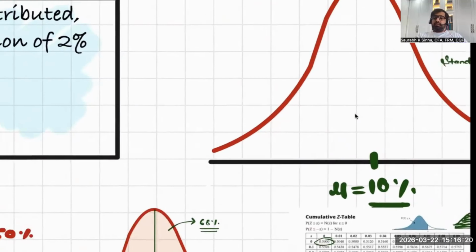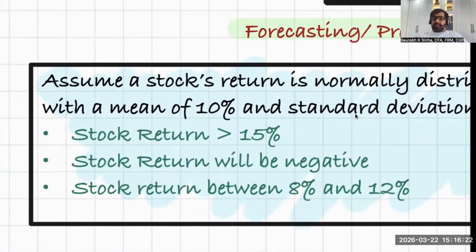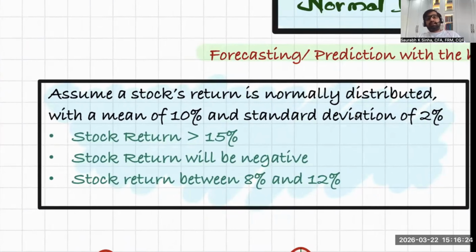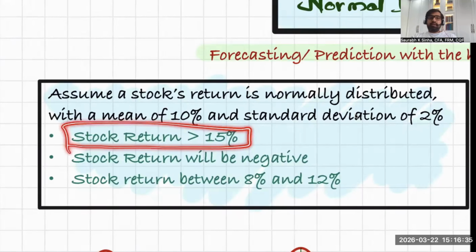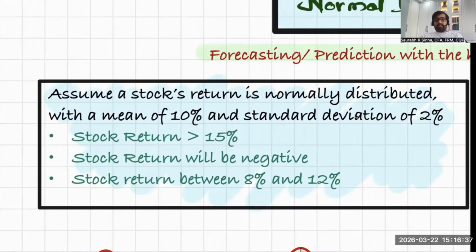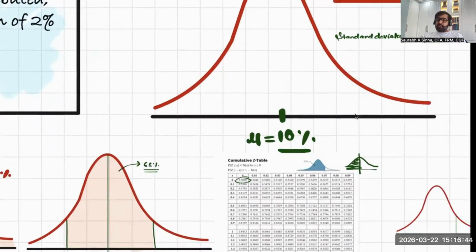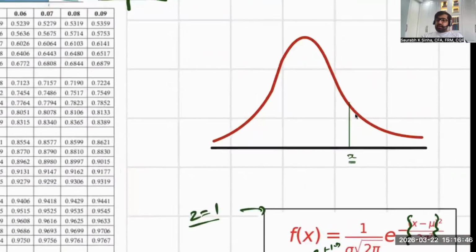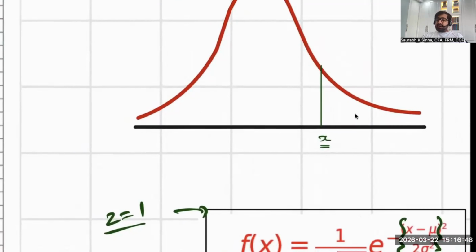Let's solve the first question. The ITC stock return is normally distributed with a mean of 10% and a standard deviation of 2%. Now, the first question is: what is the probability that the stock return is greater than 15%? The value that you are interested in is 15%.